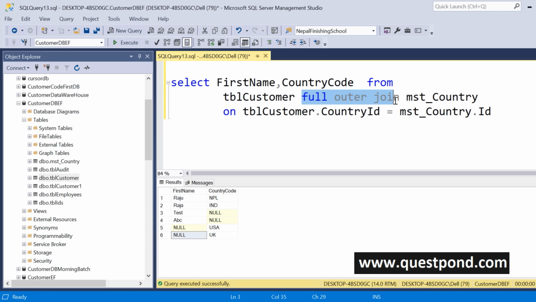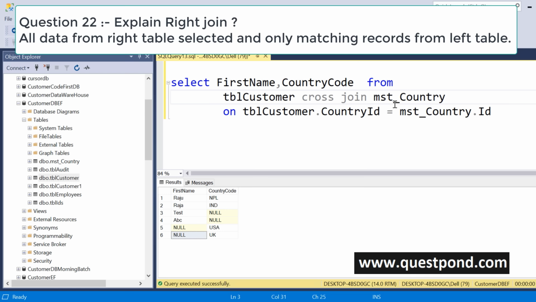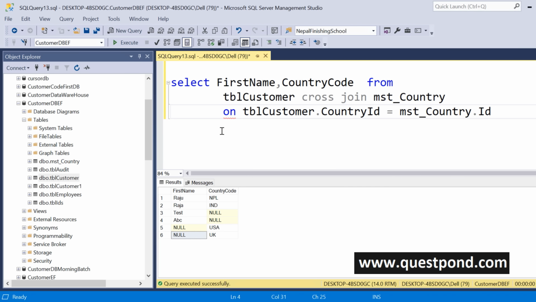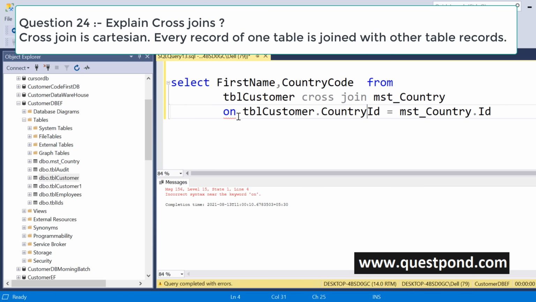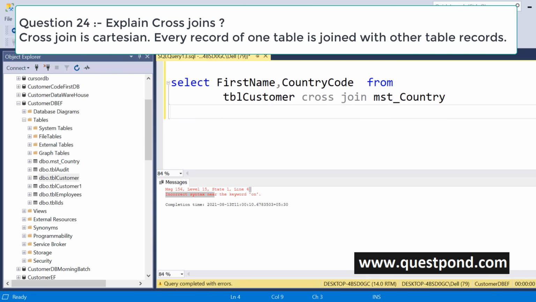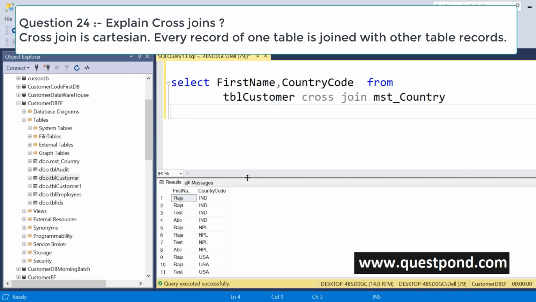And then we come finally to cross join. Cross join is nothing but a Cartesian product, right? So when you do a cross join, you cannot use the on clause, because cross join means every record of the customer table will be mapped to the MST country. So every record will be Cartesian or multiplied with the MST country. So here, if you try to use an on clause, you can see it is saying incorrect syntax, because in cross join we will not have a criteria as such. There is no matching criteria. It is just a Cartesian product.